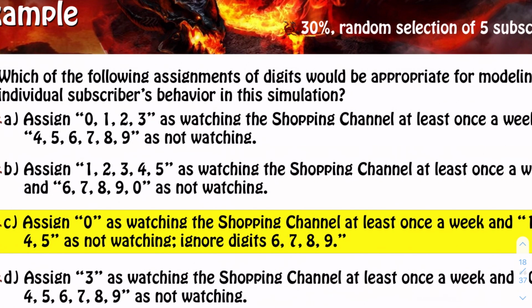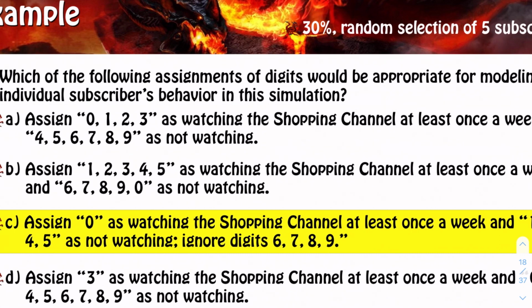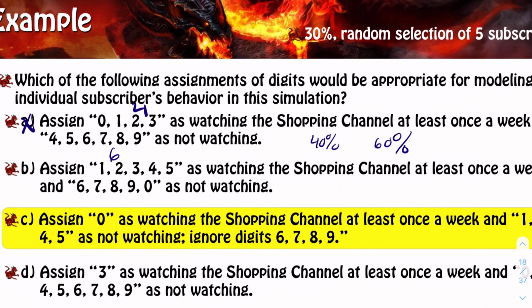Let's look at the first one. 0, 1, 2, and 3 watch. So that's 4. 4, 5, 6, 7, 8, 9, that's 6, don't watch. That's 40% to 60%. That doesn't match what we want. It's close, but it doesn't match. Assign 1, 2, 3, 4, 5 as watching, and then 6, 7, 8, 9, 0 as not watching. That's a 50-50 distribution. Again, that is not what we want.